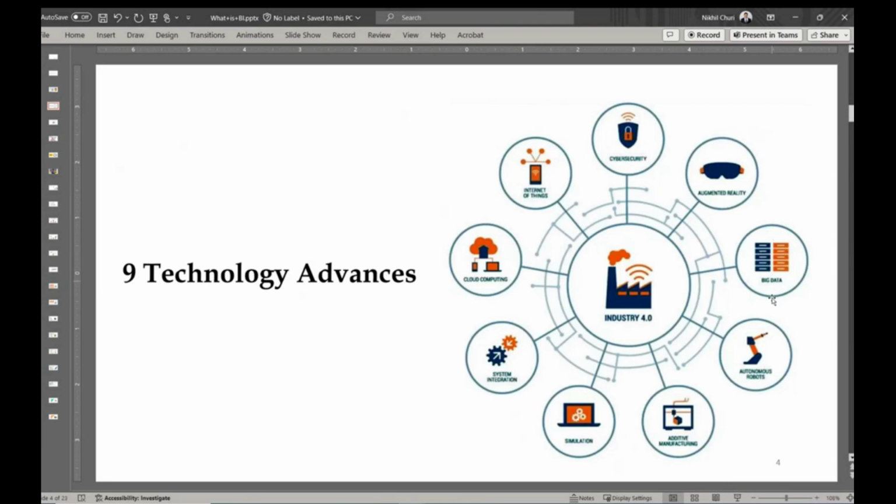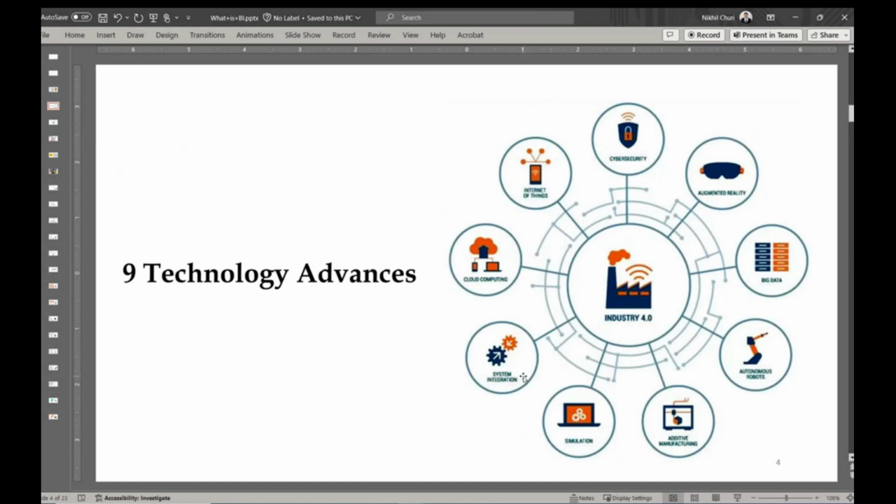Second one is your big data. Third one is your autonomous robots, industries utilizing all of these. Then additive manufacturing, which involves 3D printing as well as laser machining. Next one is your simulation. Simulation is one of our very old technologies, but combined with new advanced data technologies, it is getting much more sophisticated.